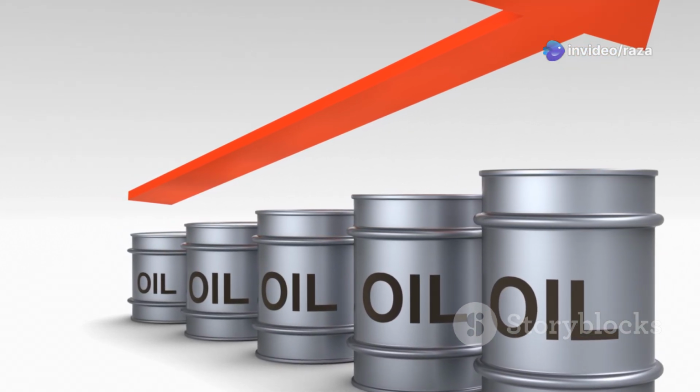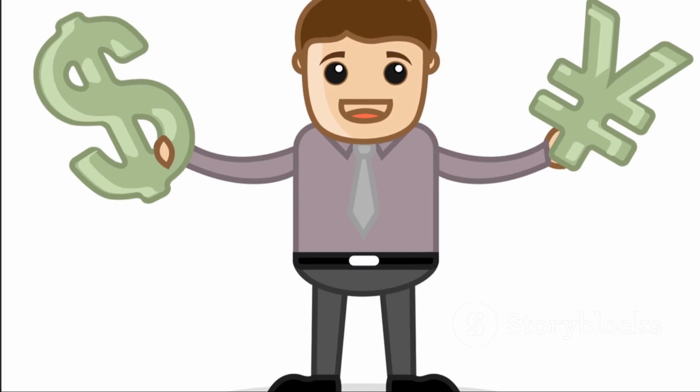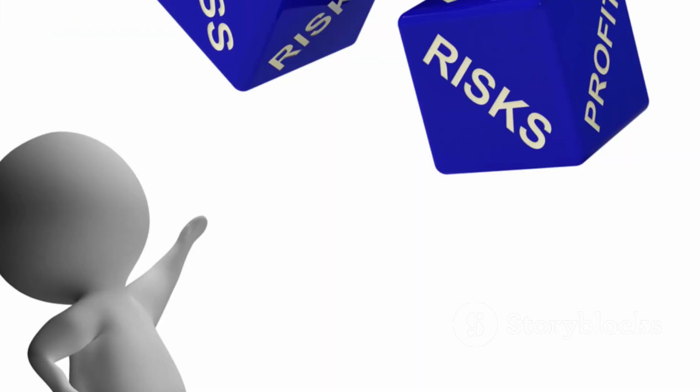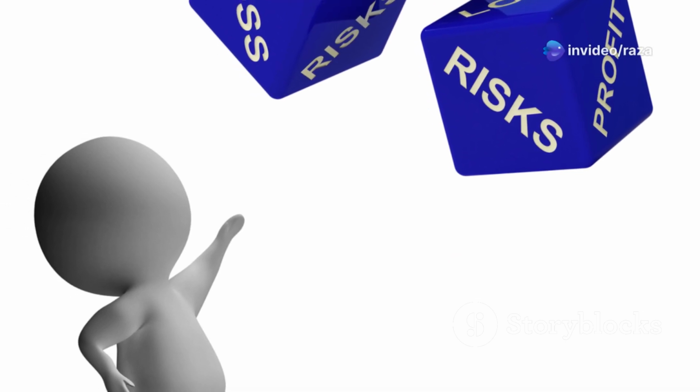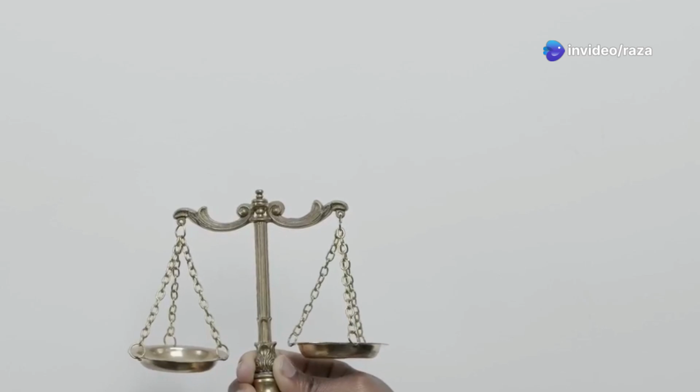Another reason is speculation. Some people use derivatives to try and make a lot of money quickly. They're betting that the price of something will move in a way that benefits them. This is very risky. Finally, derivatives are used for arbitrage.